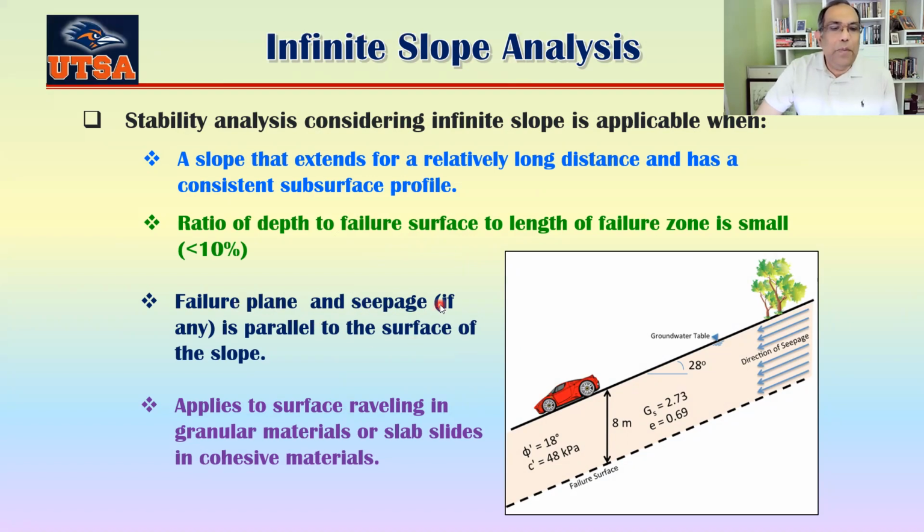The failure plane and seepage, if any, are parallel to the surface of the slope. So if you see any seepage here, then that has to be parallel to this surface here. This applies to surface ravelling in granular material or slab slides in cohesive material. That can happen in both cohesive or non-cohesive granular soil, or cohesive fine-grained soil.